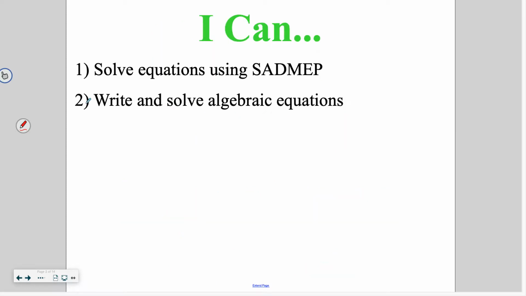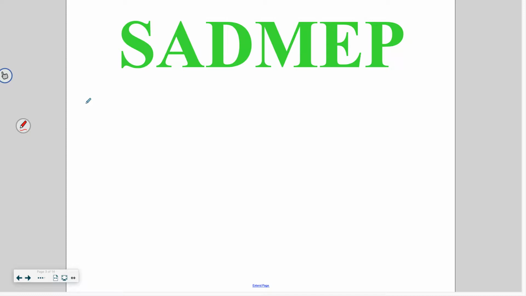By the end of today's lesson, you will be solving equations using SAD-MEP and also writing and solving your own algebraic equations. A reminder, SAD-MEP stands for PEMDAS backwards. We do this when we are solving an equation, so the variable is mixed into our equations.